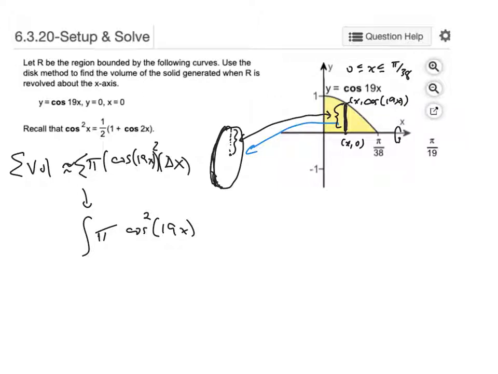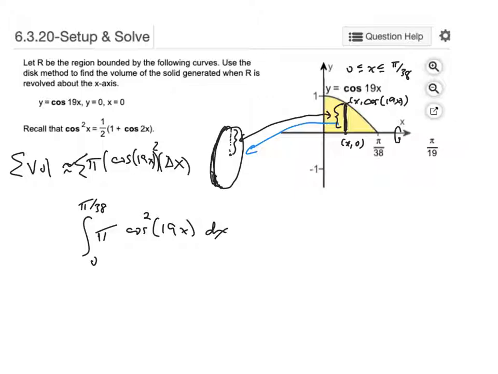Usually with trig, we write the squared there. I don't know why, but we do that. It makes there be fewer parentheses anyway. And as I said, the range goes from 0 to pi over 38. So values of x go from 0 to pi over 38. So that's the integral that will model this.